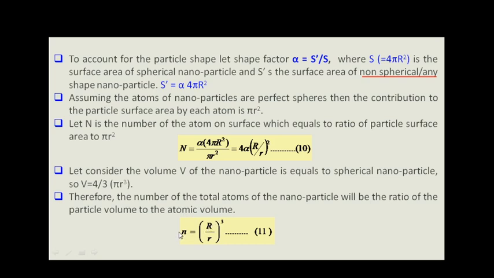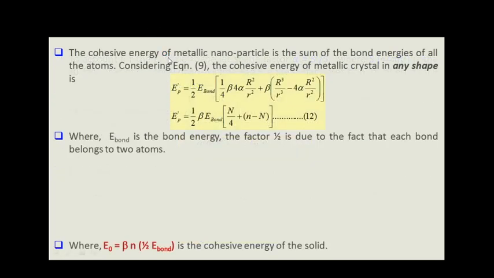So, n into 4 pi by 3 small r cube, and if I take the ratio of that, I can have the number of available atoms within the shape or any shape of the particles, and equation 11 will give that information. That means the available number of atoms in any particular shape of particle. Capital N will give the information about the available number of atoms on a surface of any particular shape, because we are introducing the shape factor over here.